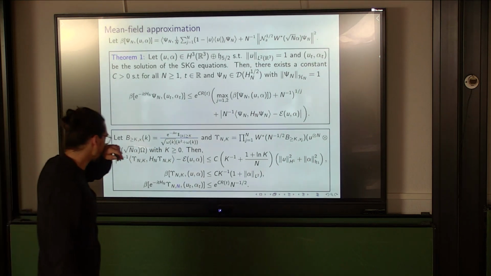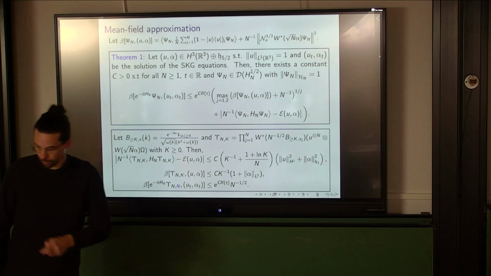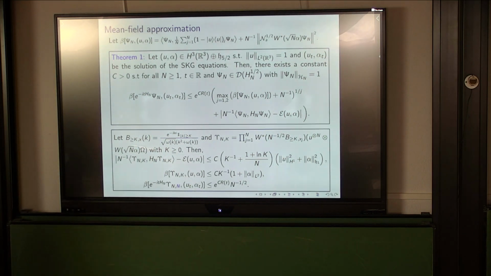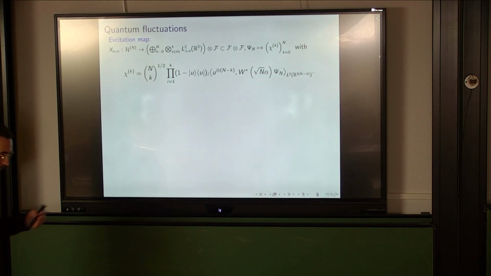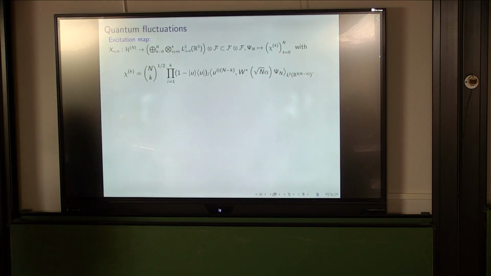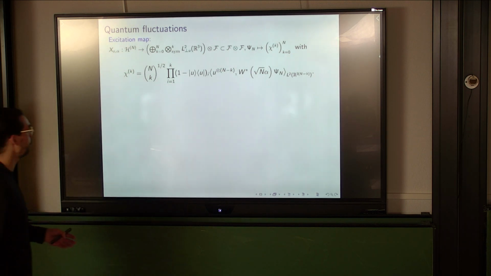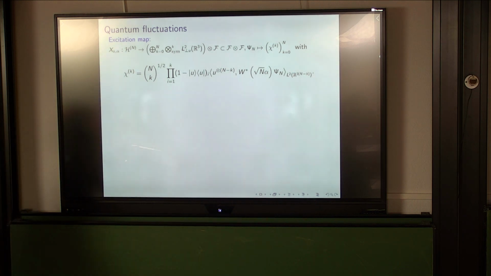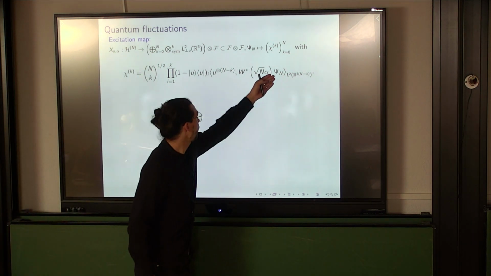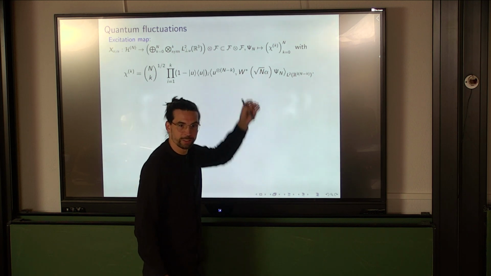Okay, then I want to look at the quantum fluctuations around the Schrödinger-Klein-Gordon equations. To this end, it's good to factor out the condensate and the coherent state. This can be done by a small modification of the excitation space from the 2015 paper of Lewin, Nam, Serfaty, and Solovej. Namely, we can look at the many-body state and then subtract the coherent state.